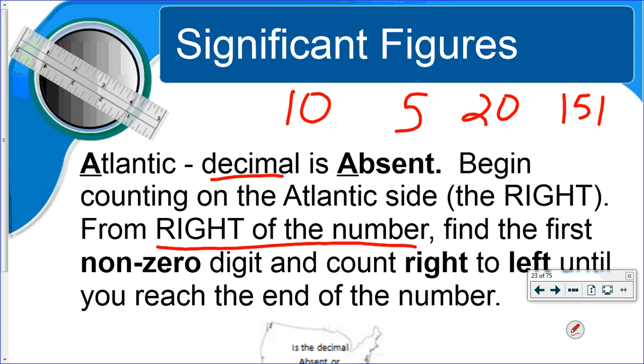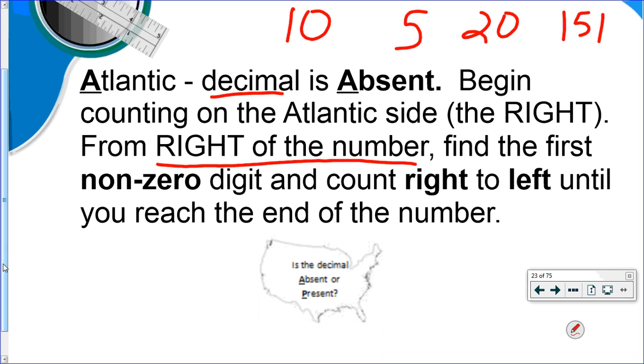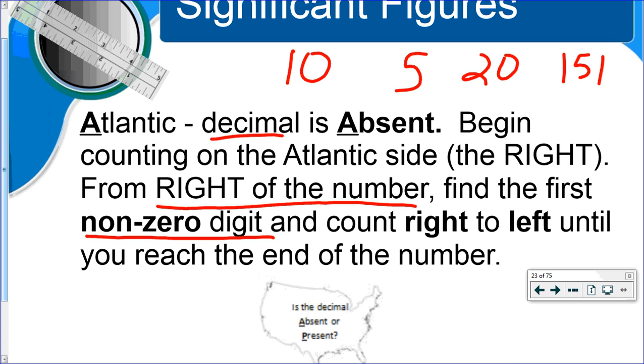And you're going to start counting the numbers, starting with the first non-zero digit. Okay? So let's look at the numbers you gave me. If I'm going from right to left, because there are no decimal points present on any of these. What do you mean non-zero? I'm about to explain. Okay, so let's find out how many significant figures the number 10 has.